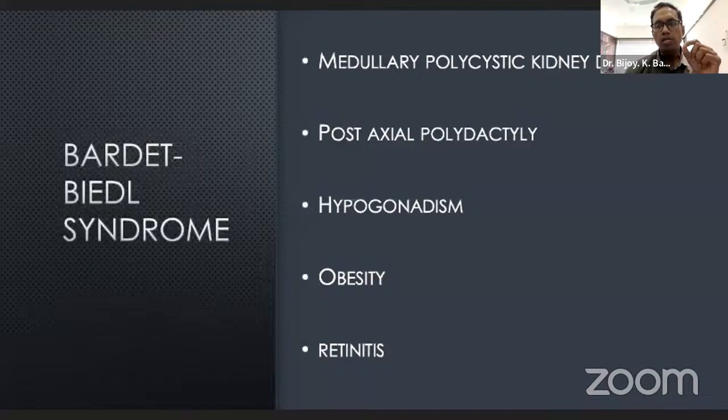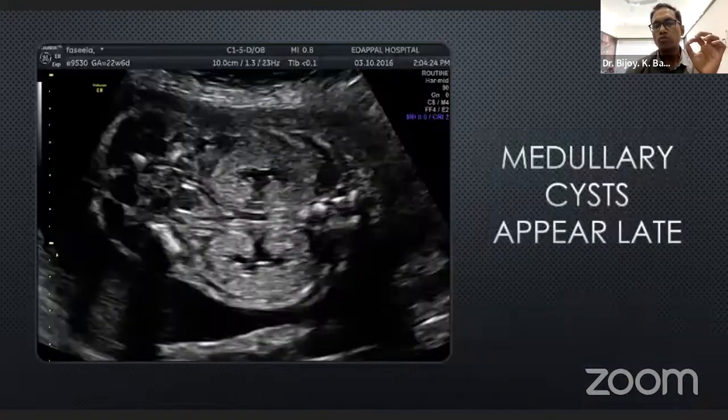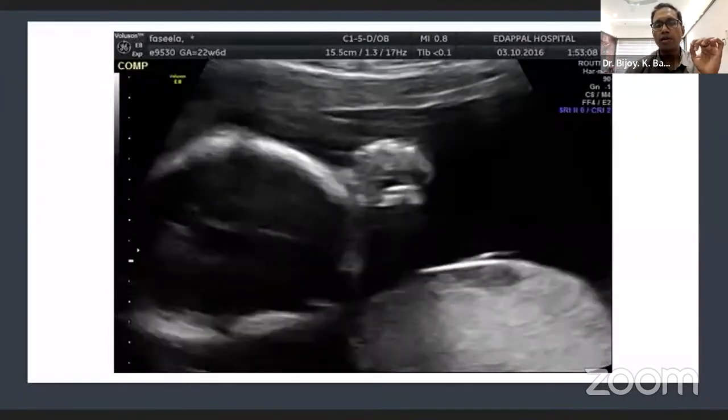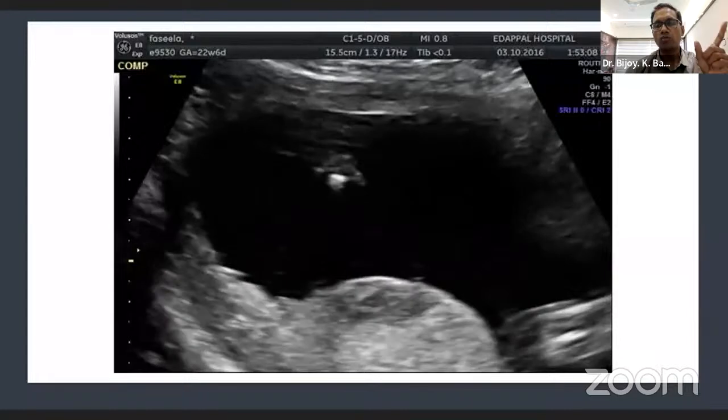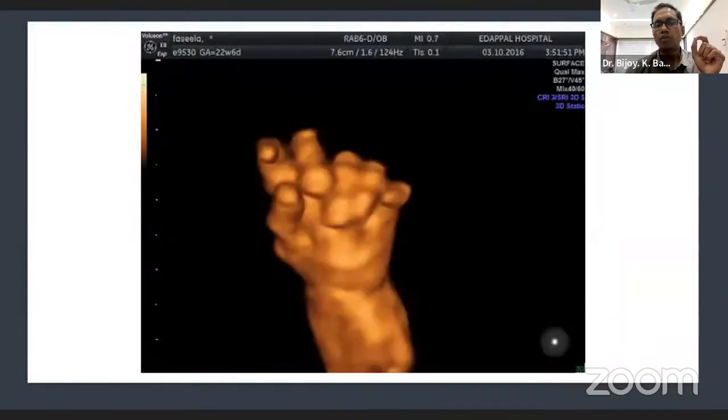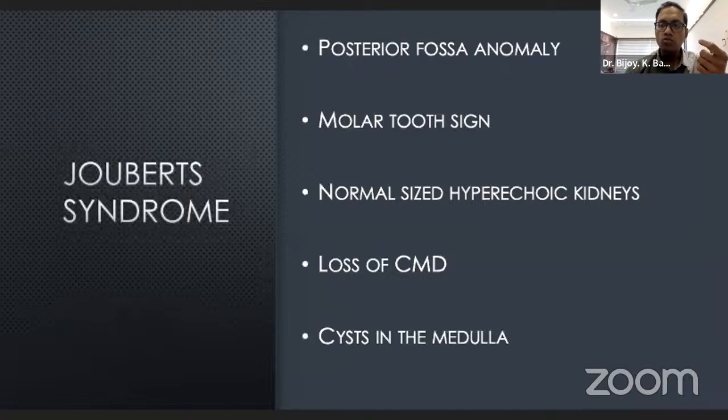Bardet-Biedl is again a combination of post-axial polydactyly with medullary cystic kidney disease, and a combination of endocrine problems like hypogonadism, obesity, and retinitis. On ultrasound, they would appear like this: as echogenic kidneys with the loss of CMD. The cysts in the medullary region would appear late, but the association here is going to be polyhydramnios with polydactyly. So if you have echogenic kidneys, polyhydramnios, and polydactyly, immediately your mind should be thinking along the lines of a Bardet-Biedl syndrome.